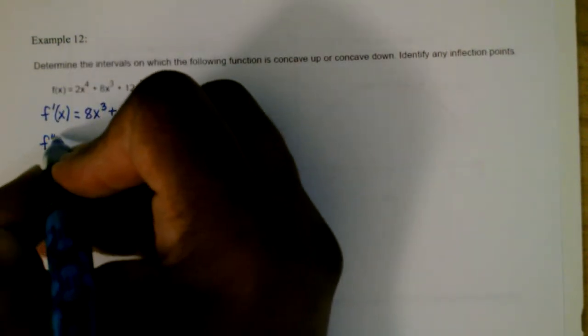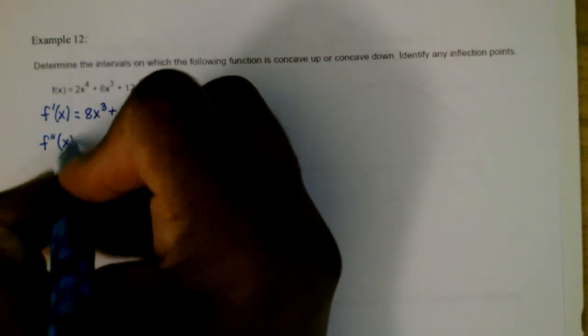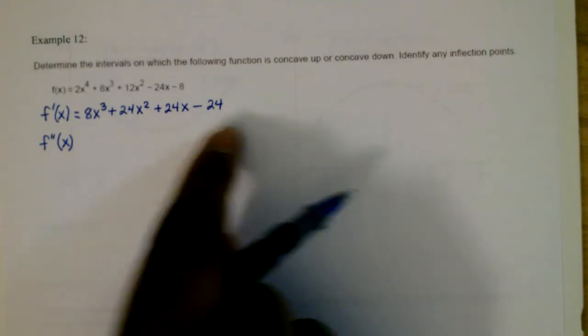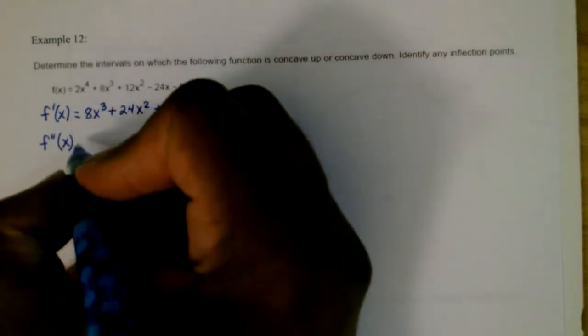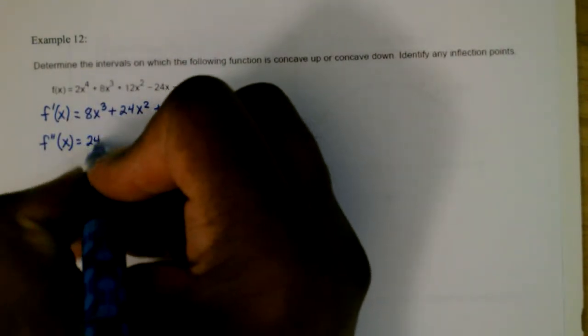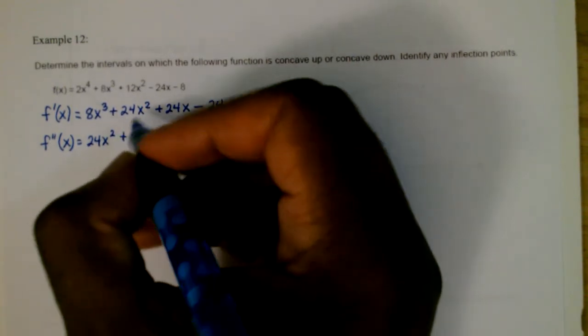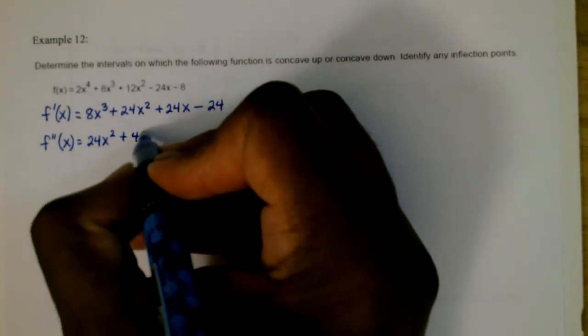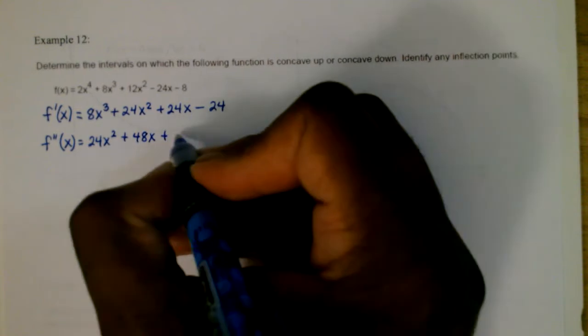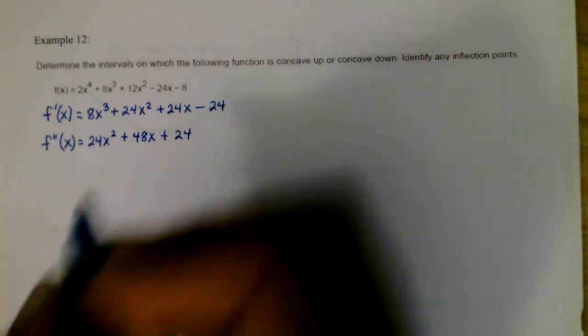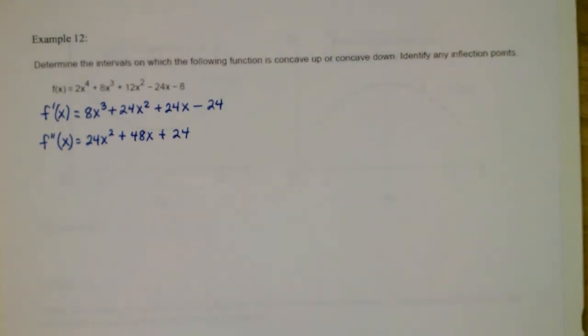And now we're going to find f double prime of x. Taking that derivative, the derivative of 8x cubed would be 24x squared, plus the derivative of 24x squared would be 48x, plus the derivative of 24x will be 24. So here we got f double prime of x equaling 24x squared plus 48x plus 24.